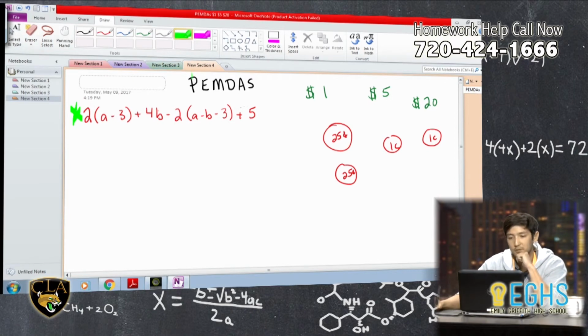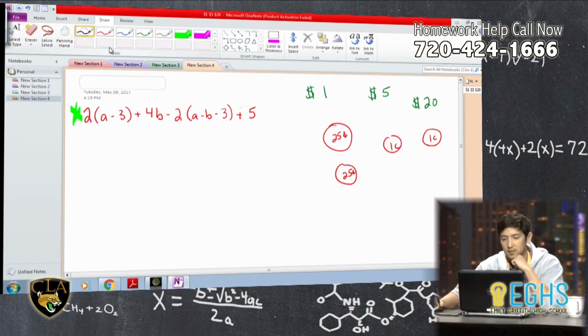So the first thing we do is we look at our P. If you remember, oh, you know what? I don't have enough space up here to write it all out, so I'm going to move this. I'm going to say PEMDAS.